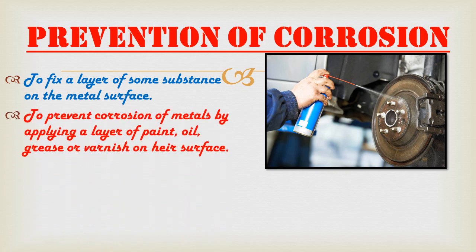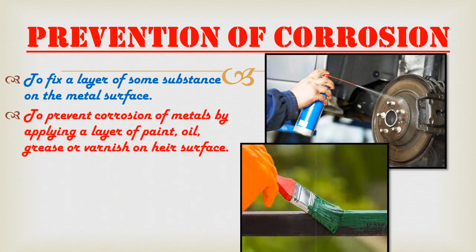The next method is to prevent the corrosion of metals by applying a layer of paint, oil, grease or varnish on their surfaces. For example, corrosion of iron can be prevented by this method. So when iron metals corrode, we can apply a layer of paint, oil or grease on their surfaces, so the rate of corrosion can be reduced.